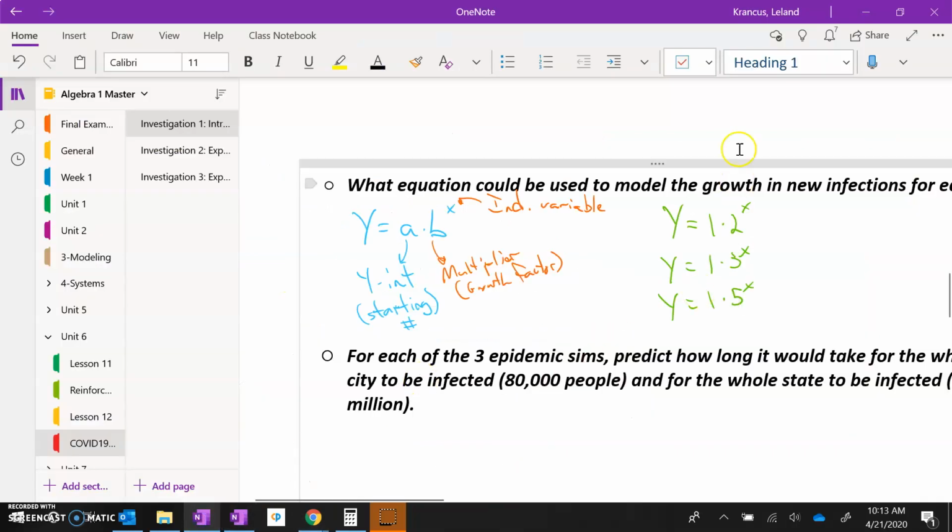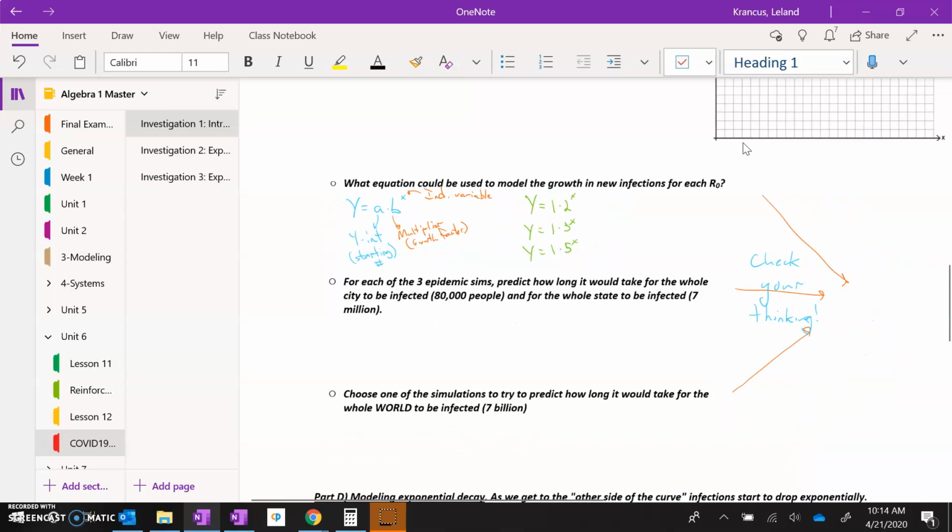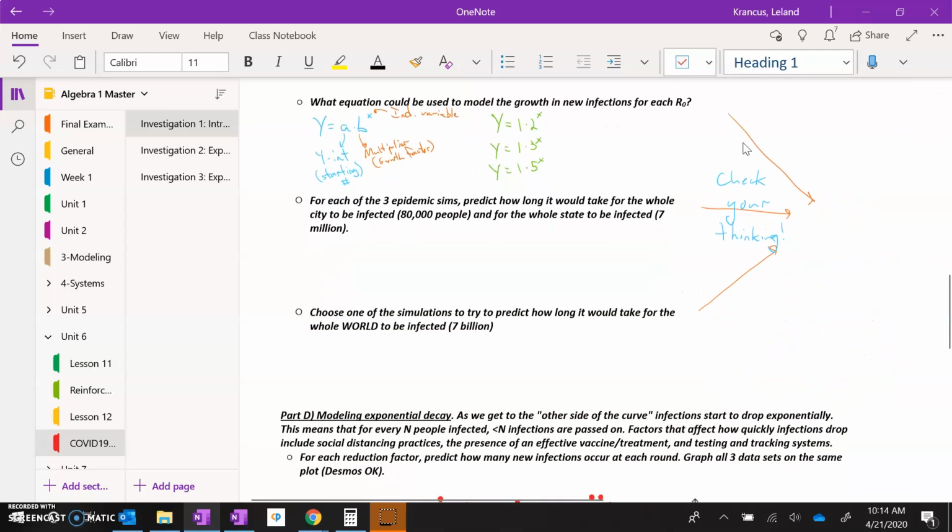Okay, back to our math. Okay, so those are your equations for those. And so now you could predict how many people would be infected at any round by substituting that number in for X. So if you wanted to figure out how many infections you're going to have at the 10th round for each of those, you could put 10 in for X, put that into your calculator. And so we can project this into the future now and figure out how many rounds it would take for it to infect the entire city and get 80,000 people, the entire state, which is 7 million, the entire world, which is 7 billion.